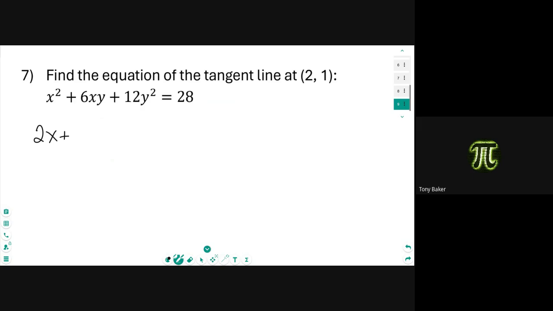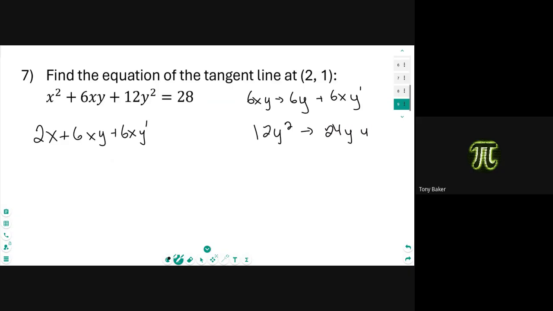It's a sum of 6y and 6x y prime. Yeah, so this one you actually do have to do the product rule for. So 6xy is the derivative of 6x, which is 6, times y, plus 6x times y prime. And then 12y squared is 24y y prime. And then you do the derivative of the other side too. The derivative of 28 is 0.